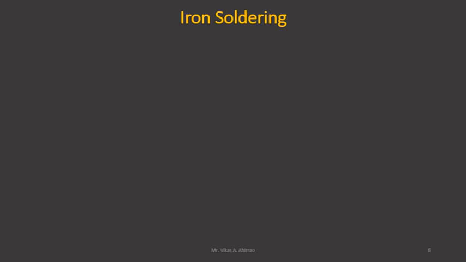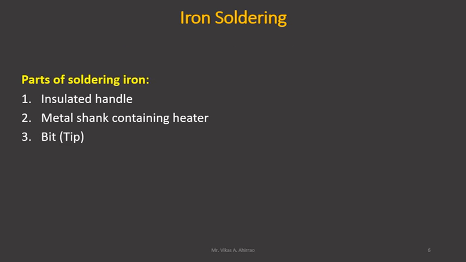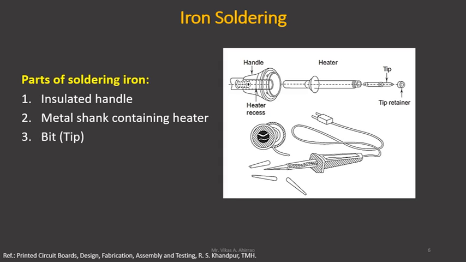First, we will go for iron soldering. As the name indicates, iron, so we have to use a soldering iron to complete the soldering process. The different parts of a soldering iron are the insulated handle, the metal shank which will contain the heater, and the bit, also called the tip. The figure will show you the different parts.